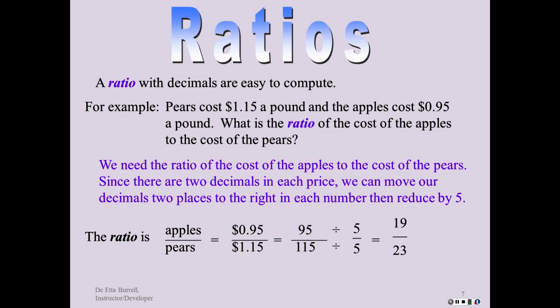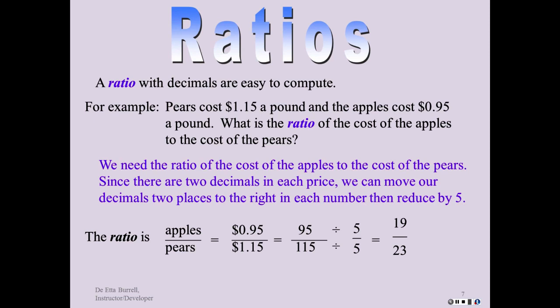So I showed you this shortcut. Basically just remove the decimal. Just move it over. 1, 2. We were doing a bunch of moving yesterday, weren't we? So 1, 2, 1, 2. However many moves you make on top, you make the same number of moves on the bottom until you get whole numbers. And then I get 95 over 115. Then I'm going to divide it by 5. If I divide by 5, my ratio is 19 to 23.